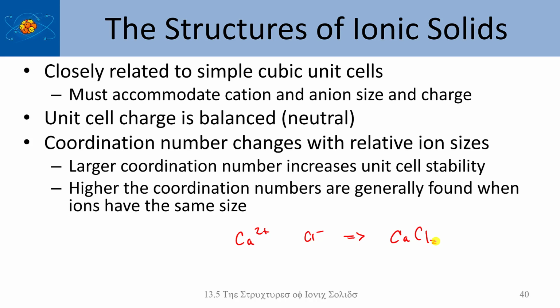The more similar in size the ions are, the more likely they will be to have high coordination numbers because it's easy to pack them in around each other. When the sizes get really different, then it gets hard to put them next to each other in a way that balances both charge and the contact or the coordination number of the compound.